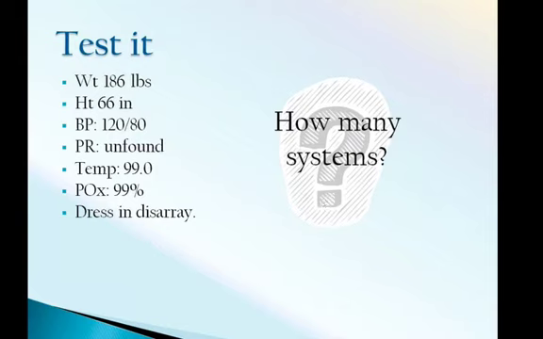An auditor's dream is finding the practice that forgets this rule when it comes to the easy to get credit for constitutional system. See, if you're an auditor, this is your ticket to vacation with this test. Here we have an example with weight 186, height 66, BP, pulse rate unfound, which is a little strange, but nonetheless, temperature, pulse ox, and dress in disarray. So how many systems can we count here? 6 for anyone?